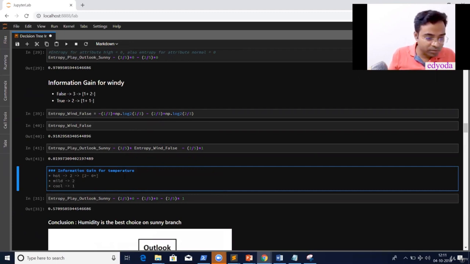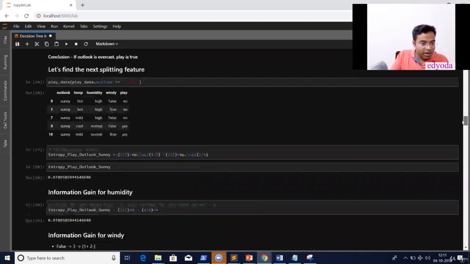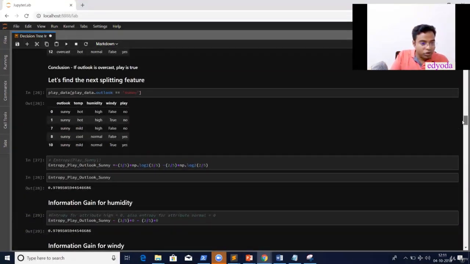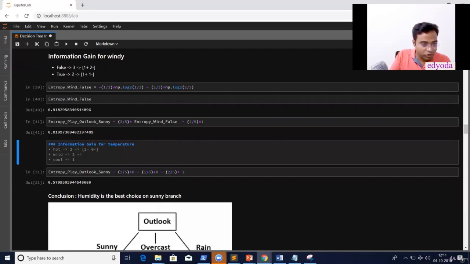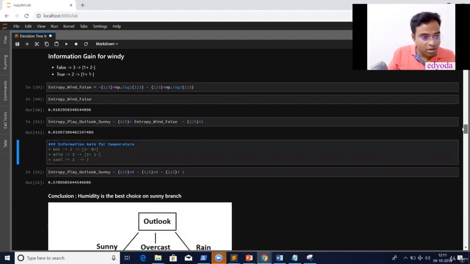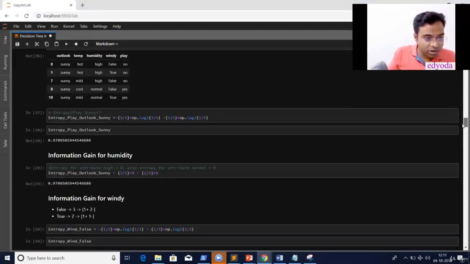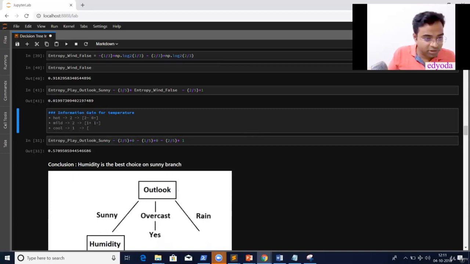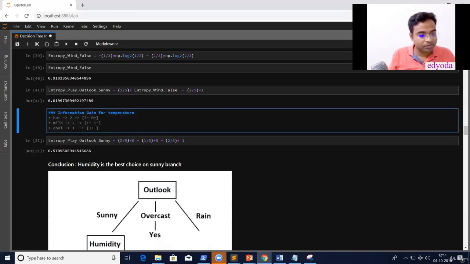So the entropy of this will be... okay, and mild, there are 2 mild, 1 plus and 1 minus, right? And cool, of course, it will be of high entropy. Cool, yes, so 1 positive. That's it. 1 positive, right?